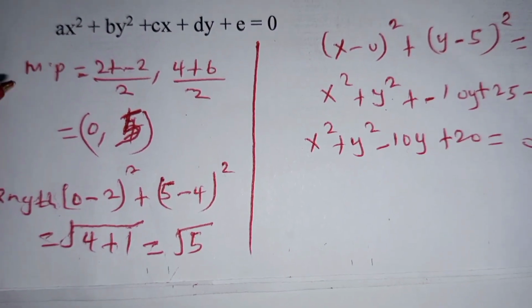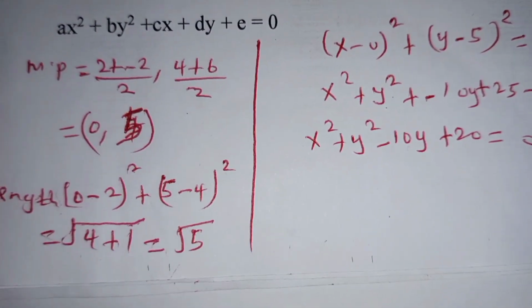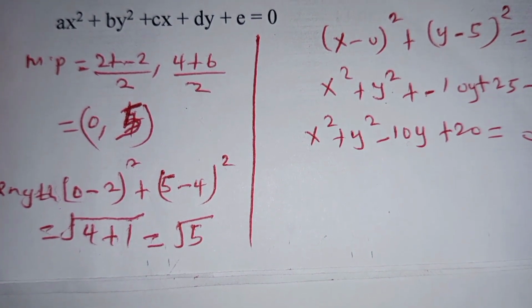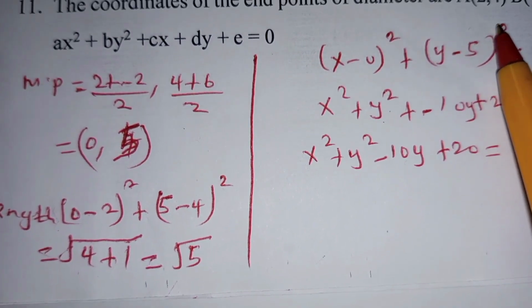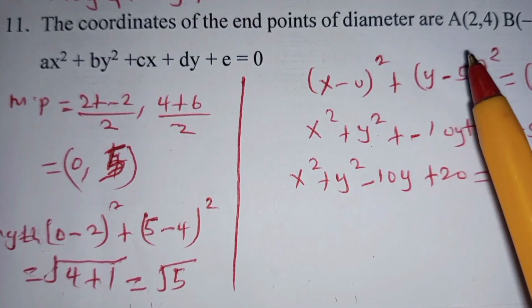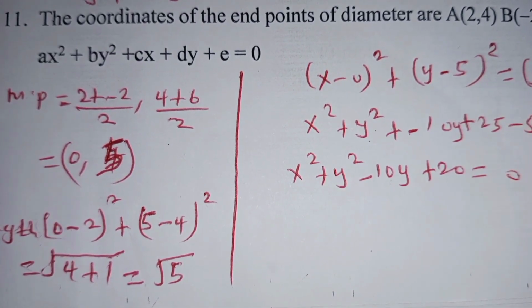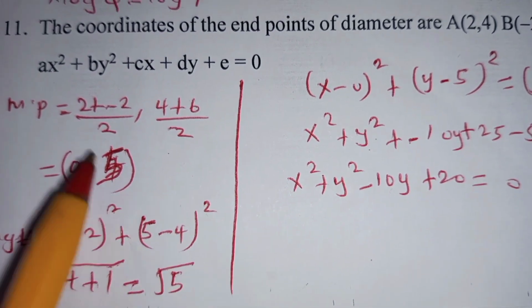Hello everyone, welcome to this next question, which is testing on circles. Here you are given the coordinate of the end of one diameter. You are given this point, (2, 4), and the other one is (-2, 6). So you have to find the equation of the circle in this form.